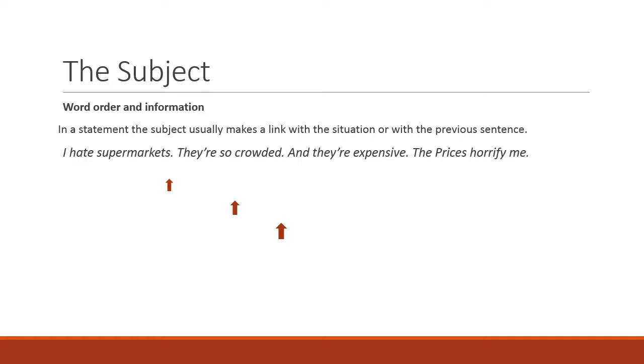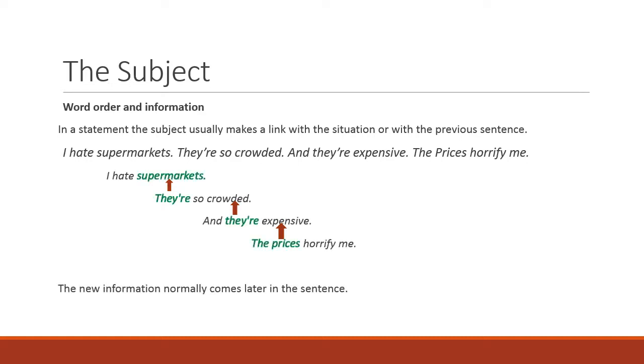Now, if you carefully observe, I hate supermarkets, and the next sentence is they are so crowded. What are they? They are the supermarkets. The third sentence is and they are expensive. What are expensive? What are they? Again, it's the crowded supermarkets. Expensive. What are expensive? The prices horrify me. The new information is always coming later in the sentence. So when you write a series of sentences, the subject of a next sentence is usually connected with the information in the previous sentence.